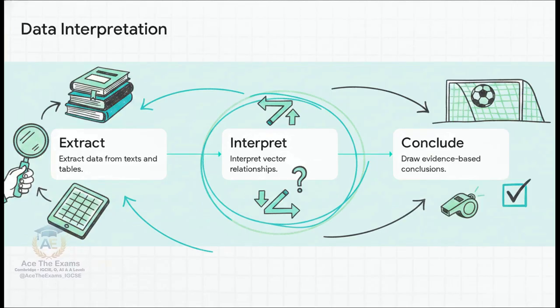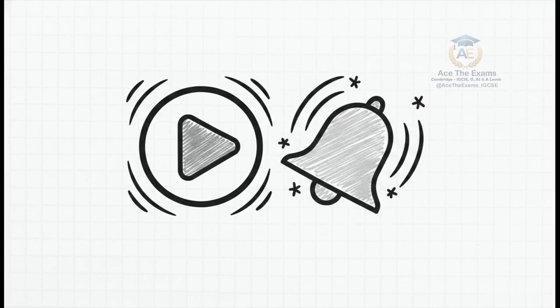Step 3, draw strict, evidence-based conclusions based solely on the data you have analyzed. You cannot guess. Every single line of working out must naturally follow from the line above it. That is how you secure the method marks, even if you make a tiny arithmetic error right at the very end. We are about to decode the exact presentation conventions examiners look for.